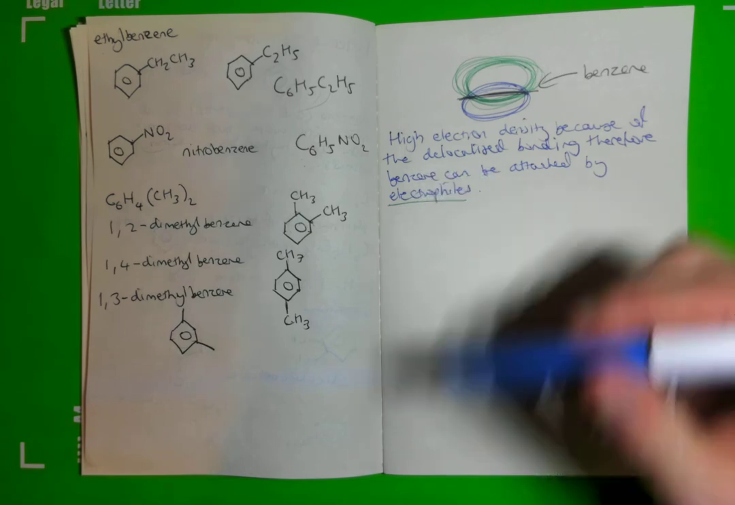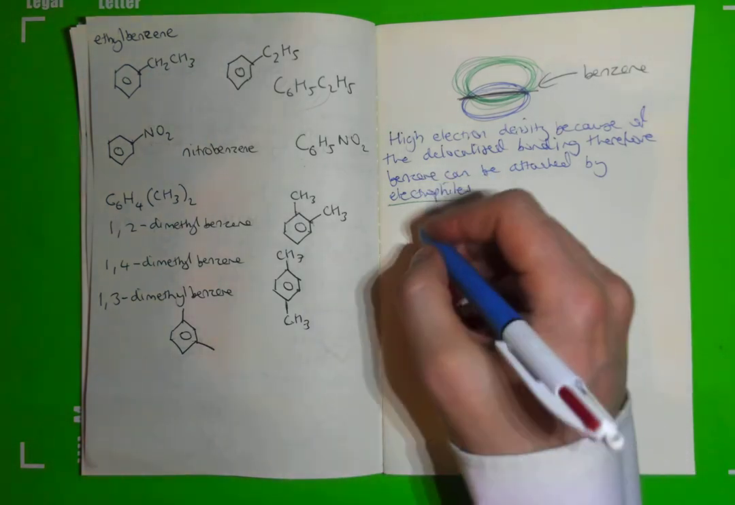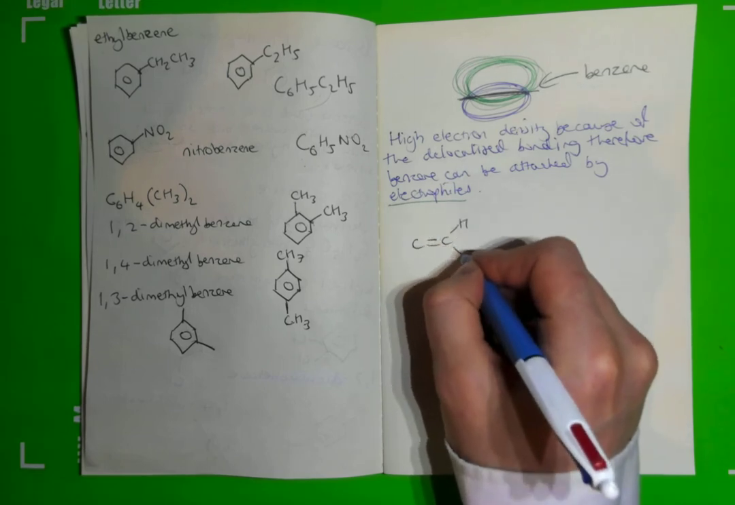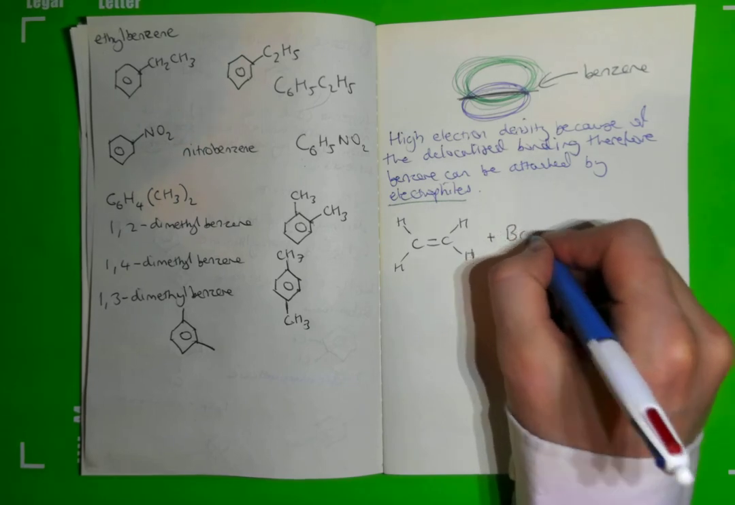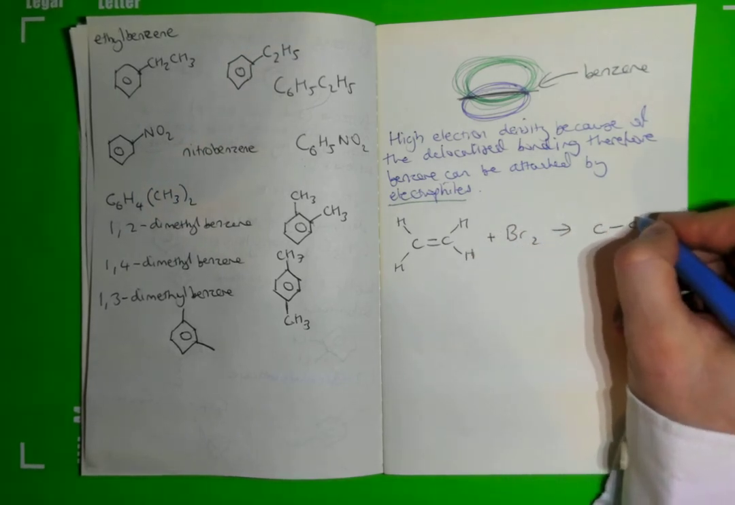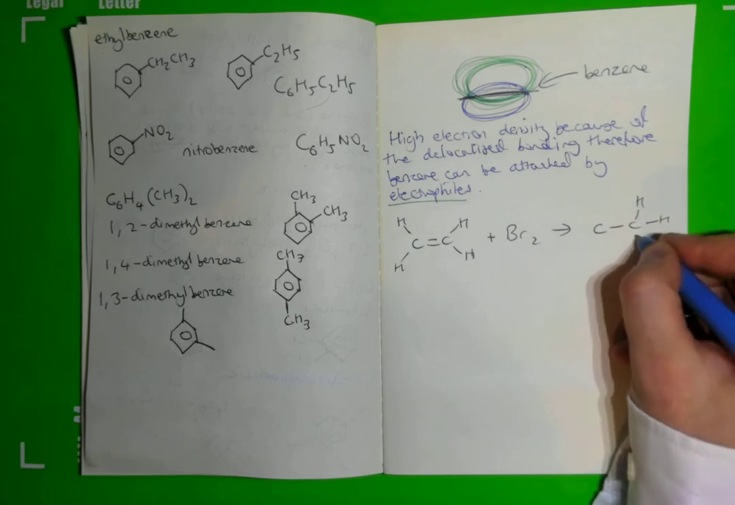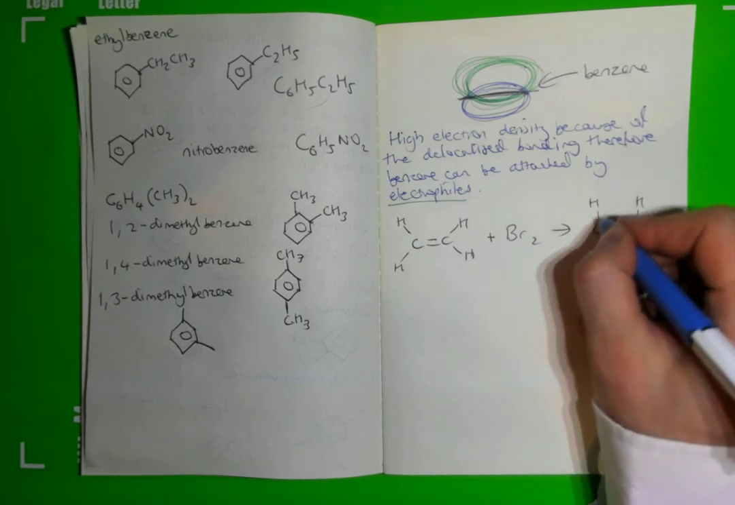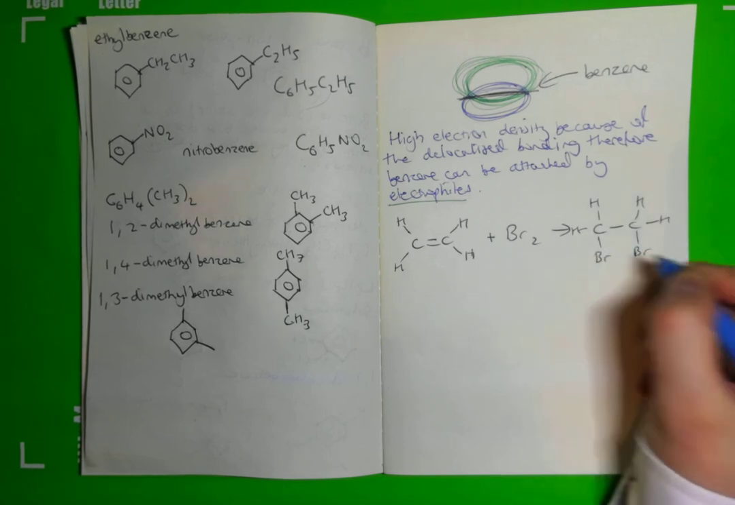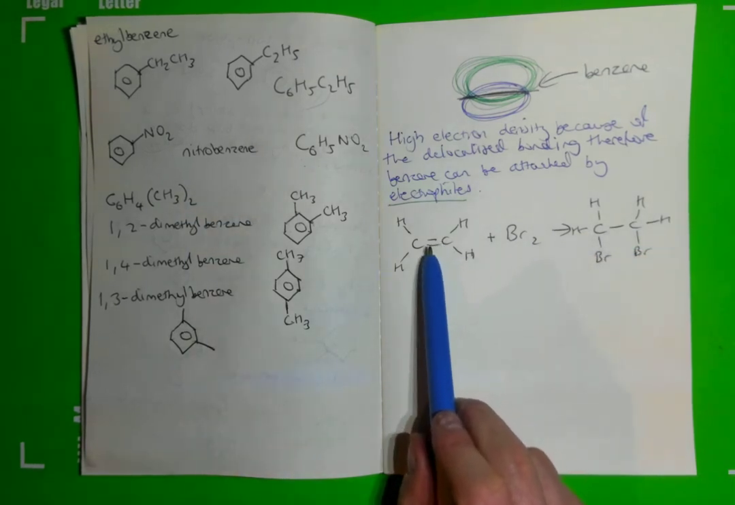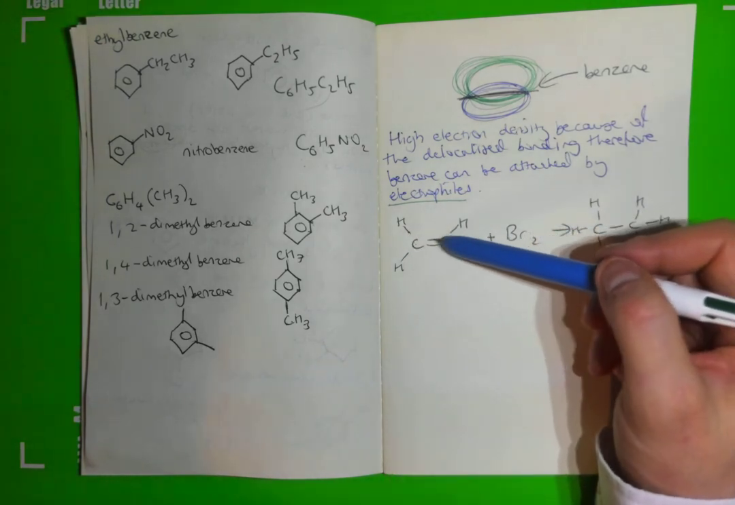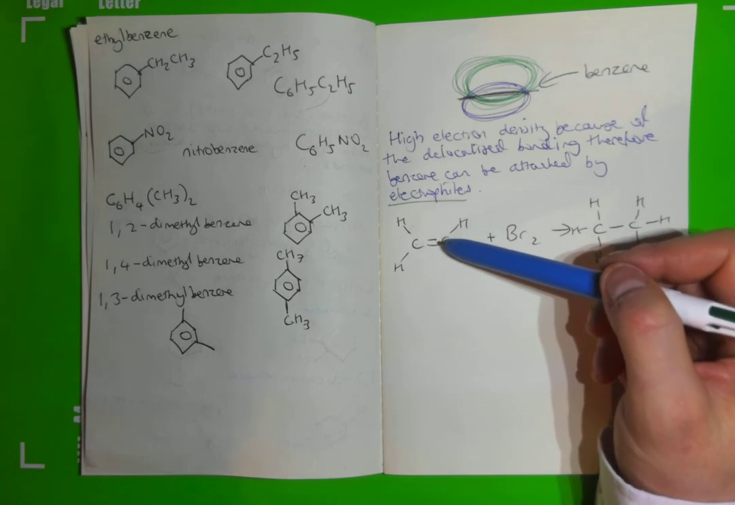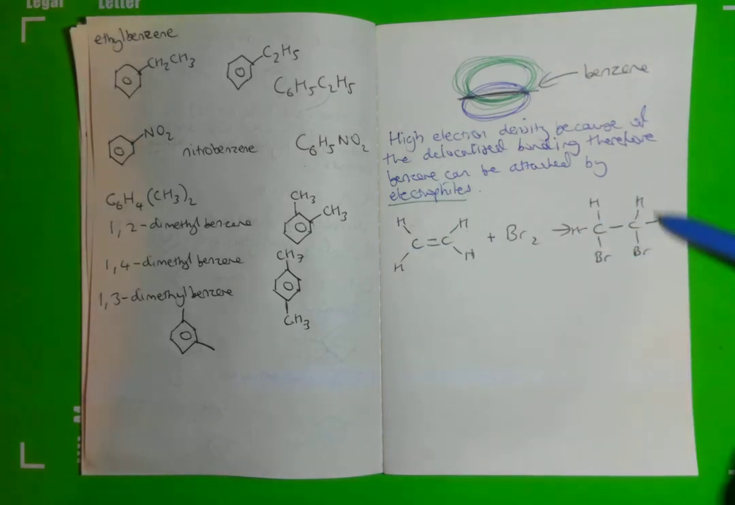Now that's very different to alkenes. So here's an alkene. Alkenes are also attacked by electrophiles. But the difference here is that when an alkene is attacked by electrophiles, this double bond is lost. So the p orbitals, which overlap on the carbon-carbon double bond here to make a pi bond, is no longer present in the product. There's no pi bond in the product.